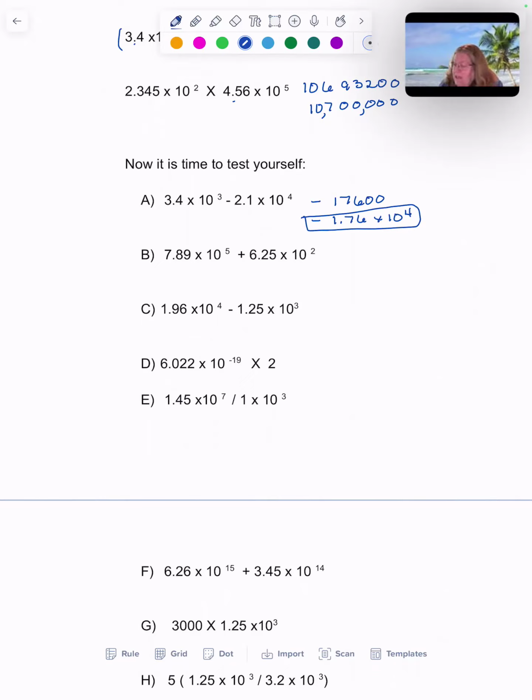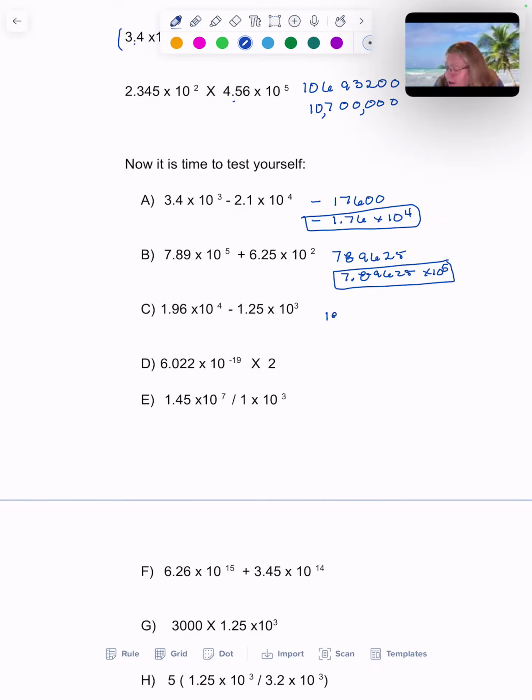Okay, 7.89 times 10 to the fifth. And we are adding 6.25 times 10 to the second power. 1.96 times 10 to the fourth. We are subtracting 1.25 times 10 to the third.